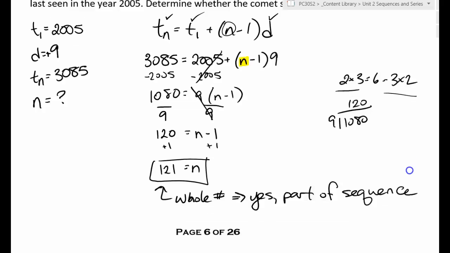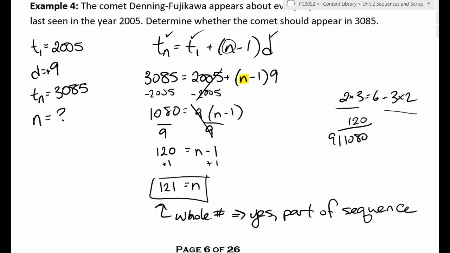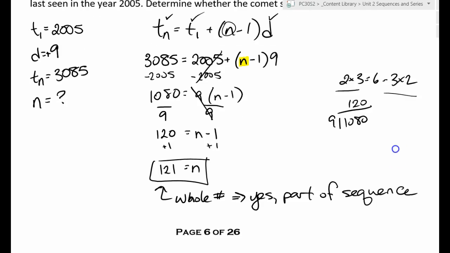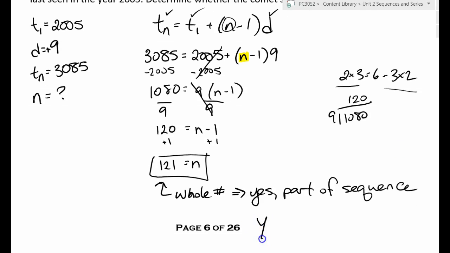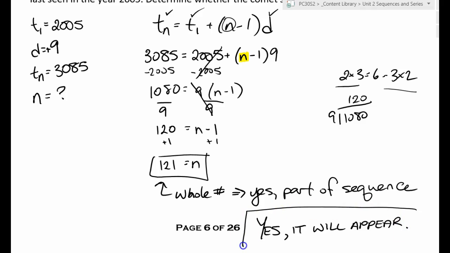So my final statement, because the question is determine whether the comet should appear in 3085, my final answer is yes. Not 121. The answer is yes, it will appear. And so that would be my final statement. So I want you to practice some of these questions, really wrap your head around this idea of sequences and series, and then we'll be ready to move on, or the arithmetic sequences rather, so that we can move on to arithmetic series.